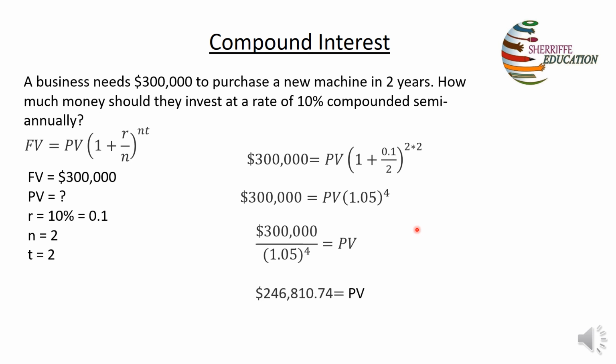And we can calculate our present value to be $246,810.74.